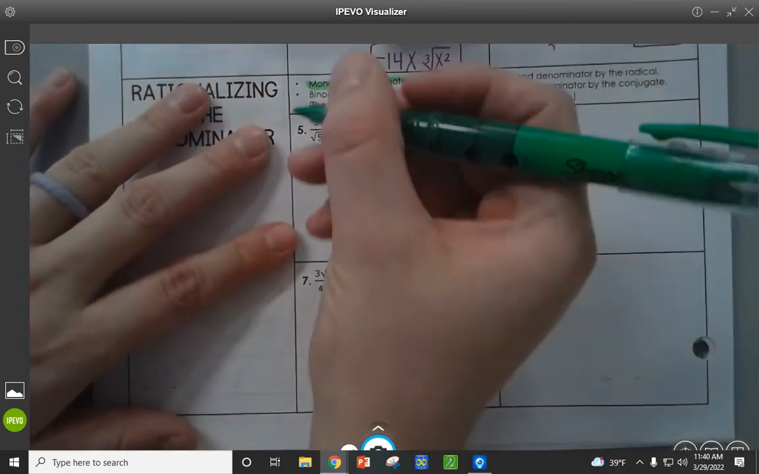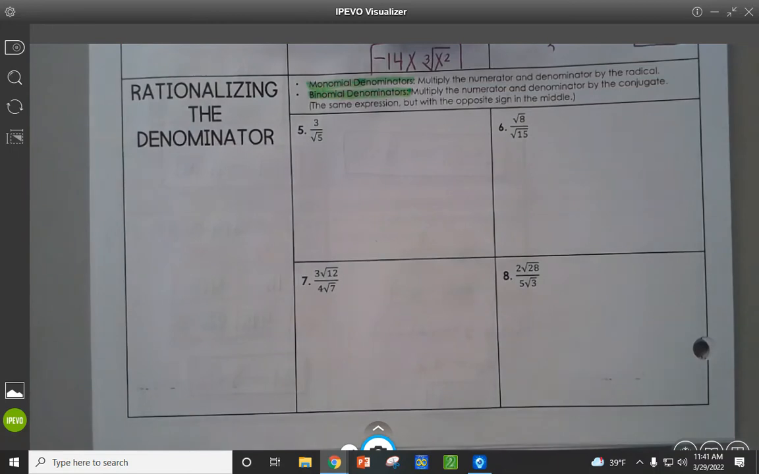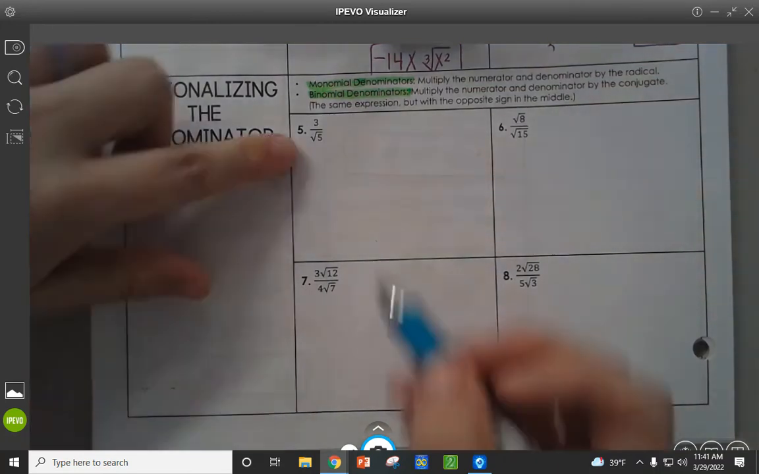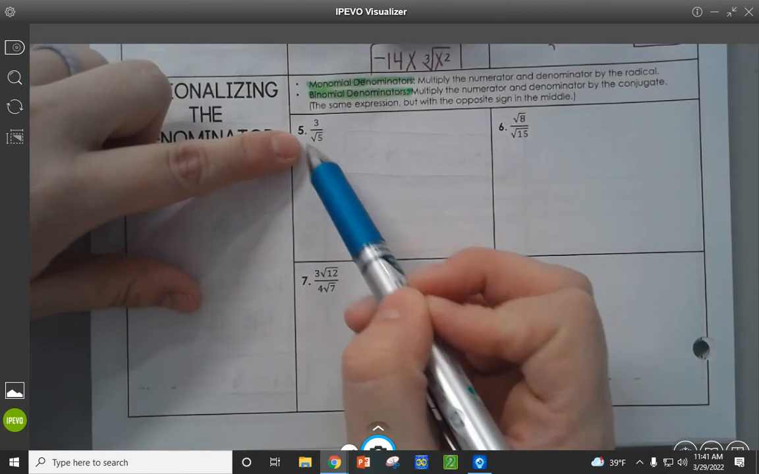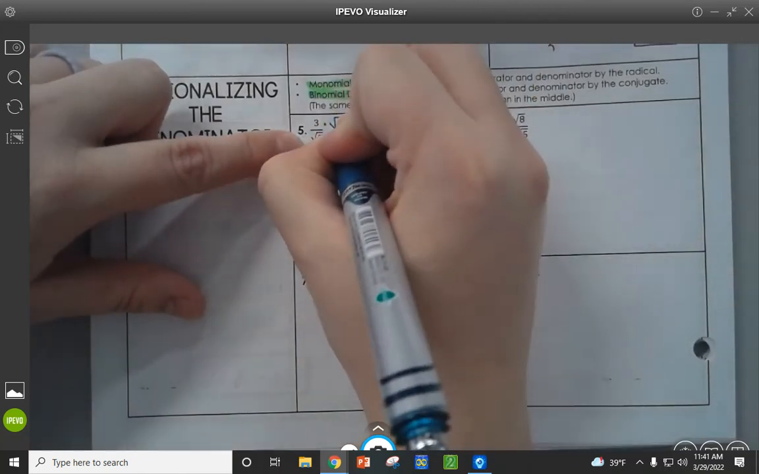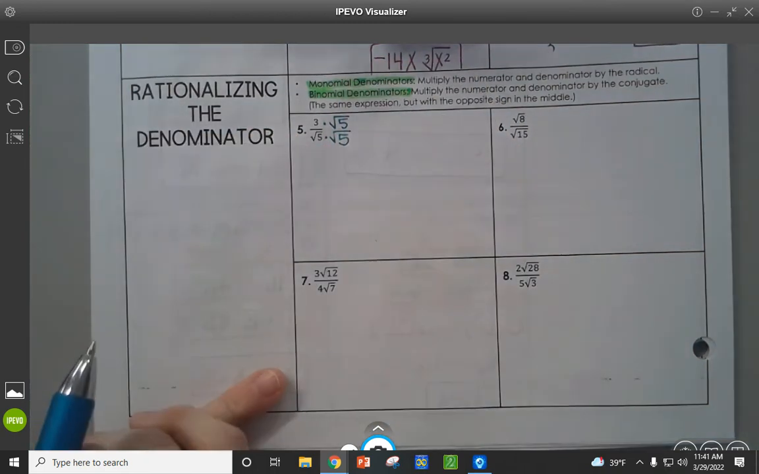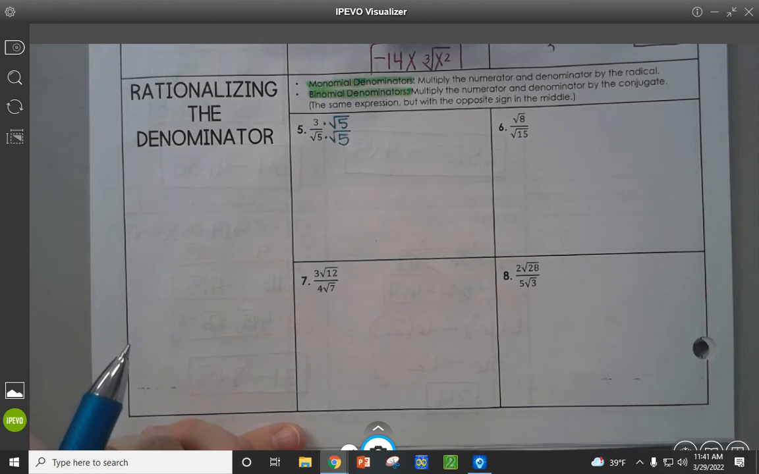Now on the back side, we're going to do some that have binomial denominators. And that's a little bit different. So let's go ahead and do these 4. So I want to get rid of the square root of 5. So I'm going to multiply the top and the bottom by square root of 5. That's essentially multiplying by 1.